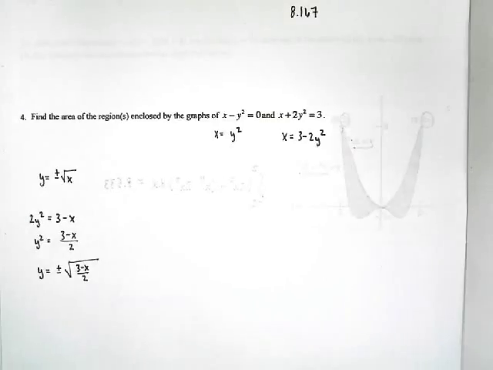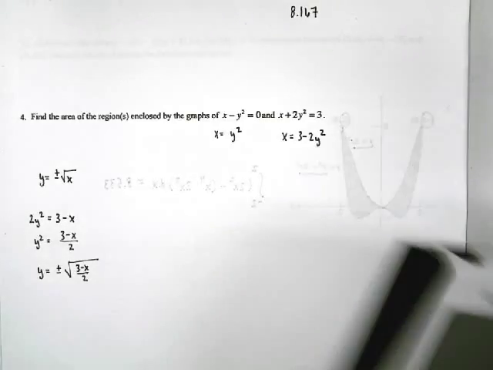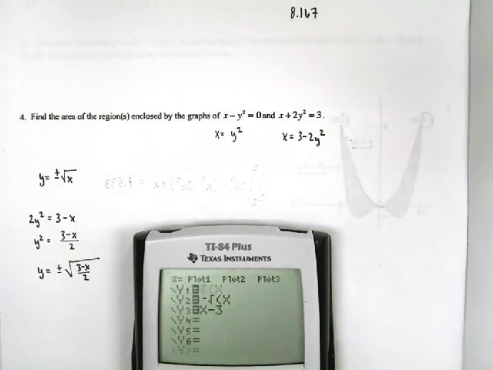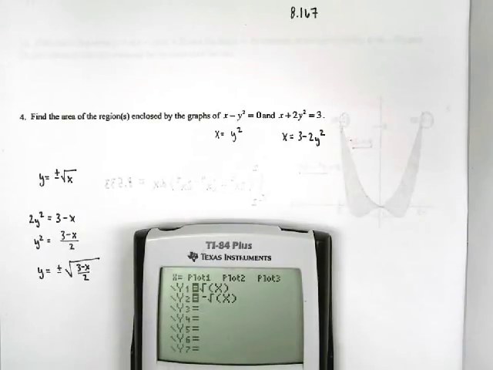So I'm going to use my calculator to go ahead and graph these and see what this region looks like. So I'm going to have 4 functions to enter into my calculator. So I'm going to get rid of this. So I have square root of x. I have the opposite of the square root of x. Now let's see, I have the square root of 3 minus x divided by 2. And then I have the opposite of the square root of 3 minus x divided by 2.